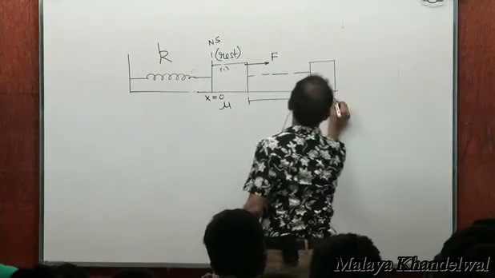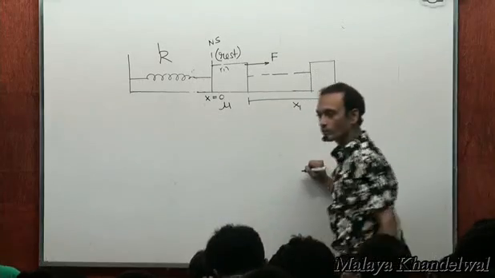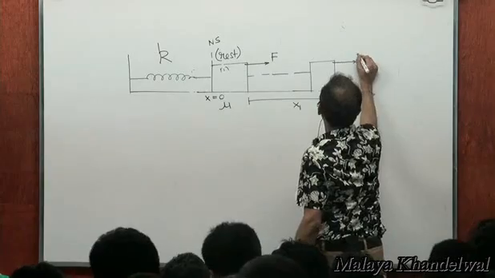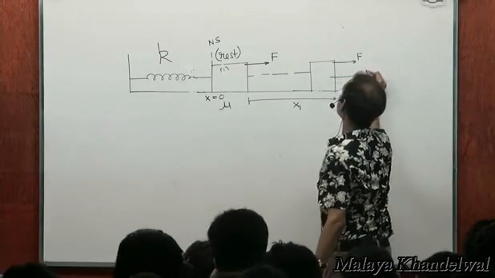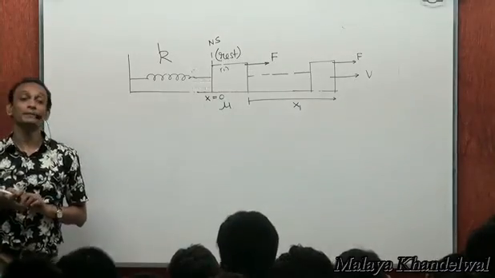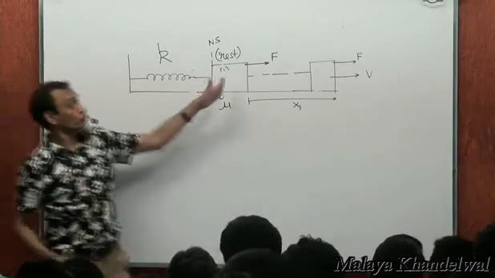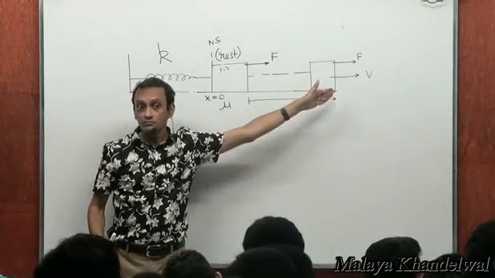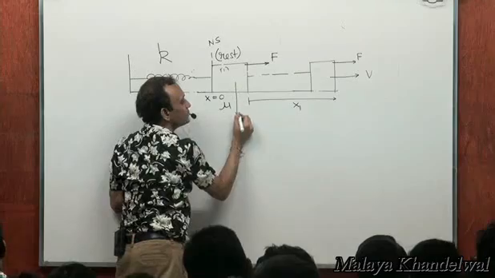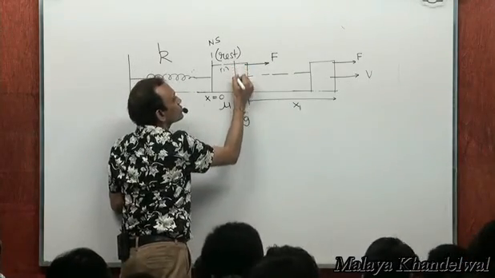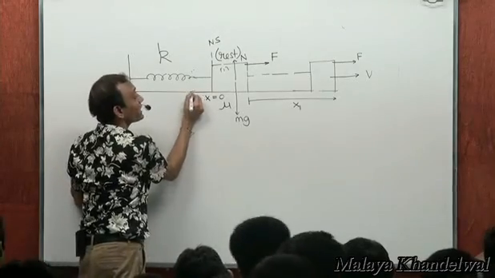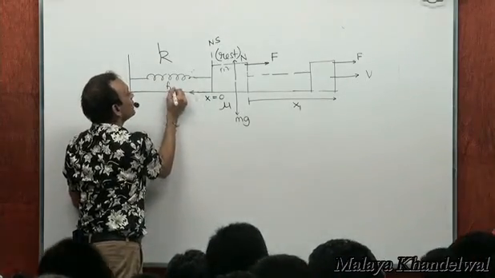The spring elongates by an amount x1. And let's say the mass develops a velocity v. Let me apply the work energy theorem to these two states. What are the forces acting on it? There is F, of course. There is mg downwards. There is normal reaction N upwards. And there is frictional force, kinetic friction, which would be mu mg to the left.